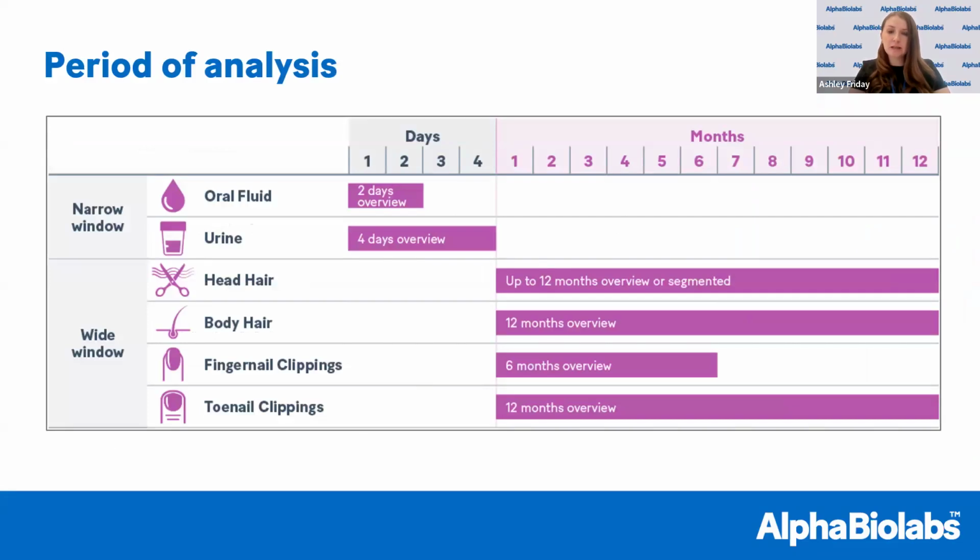This table here just shows it a little bit clearer. So you've got your 2 narrow window of detections covering 2 days or 4 days as an overview. And then you've got your head hair, your body hair, your fingernails, and your toenails. Again, looking back over that longer period of time, looking back in months, up to 12 months if the sample is sufficient. So always thinking about what would be best for your client to show exactly what you're looking to prove.